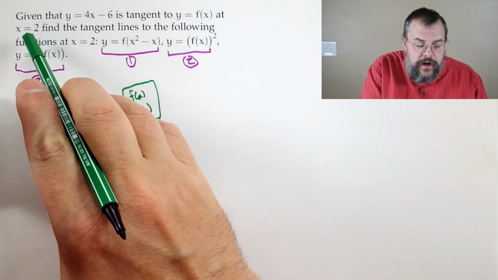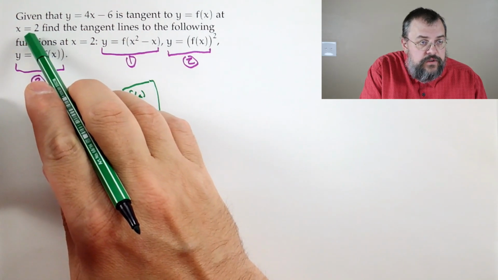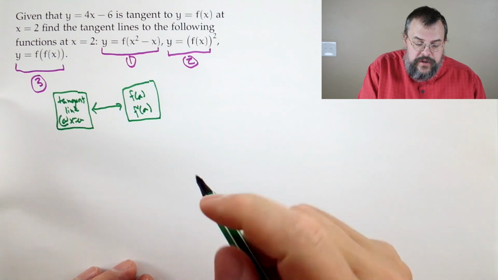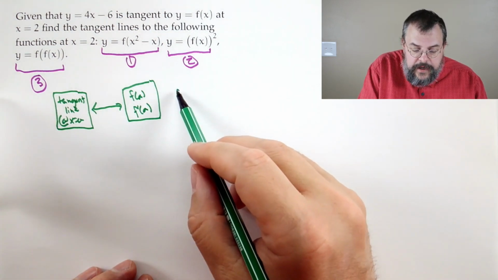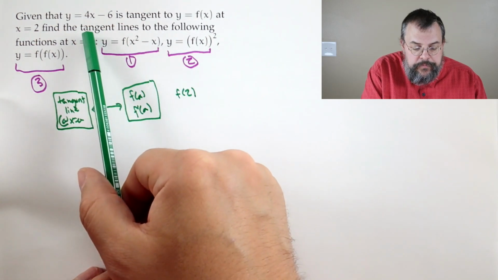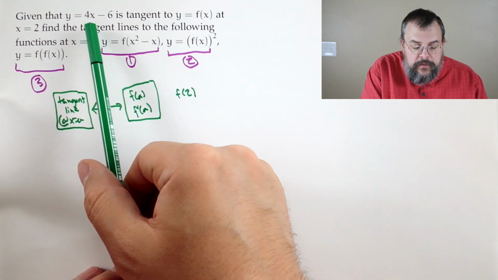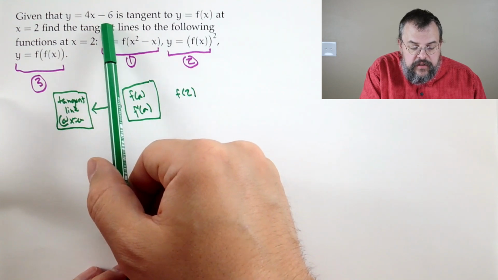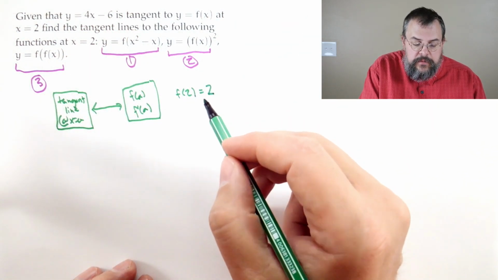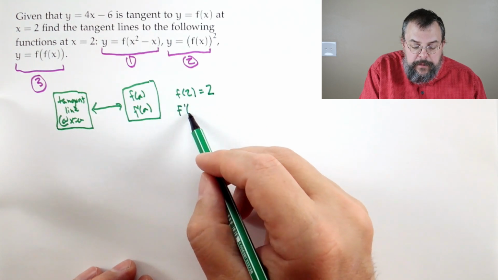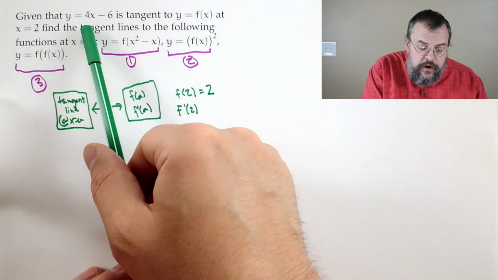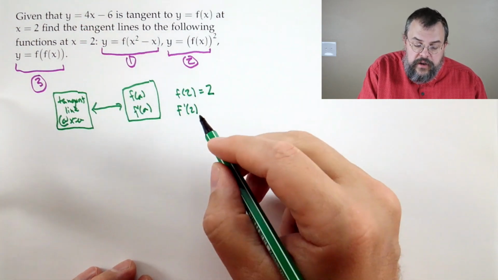We know our value for a is 2. It's right there. So what is f of 2? So f of 2, to figure that out, we plug 2 into here. 2 times 4 is 8, subtract 6 is 2. So in other words, if I plug 2 in, I get 2 out. What is f prime of 2? Well, f prime of 2 is the slope. So f prime of 2 is 4.